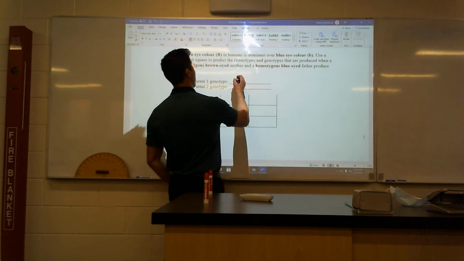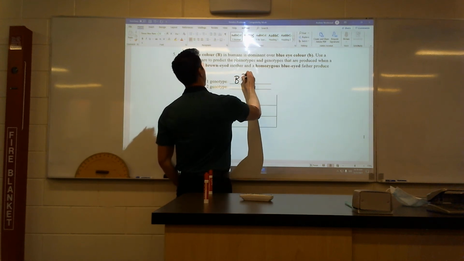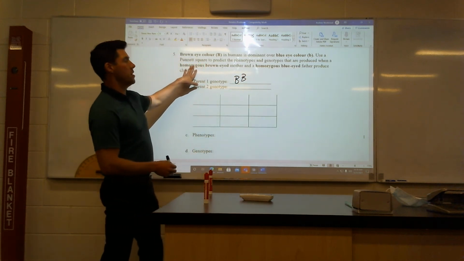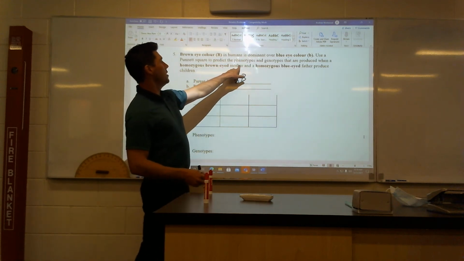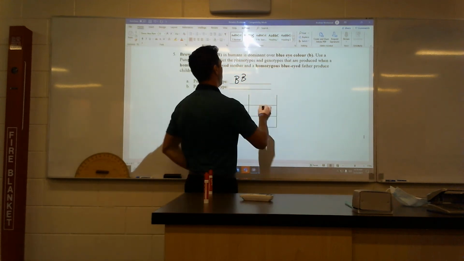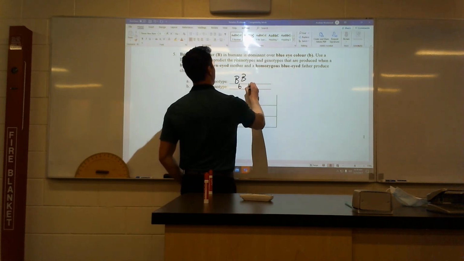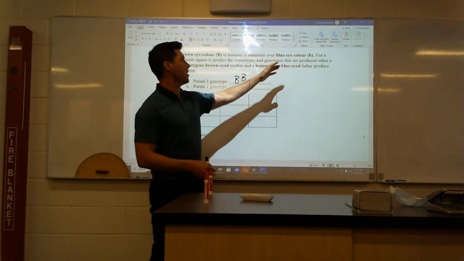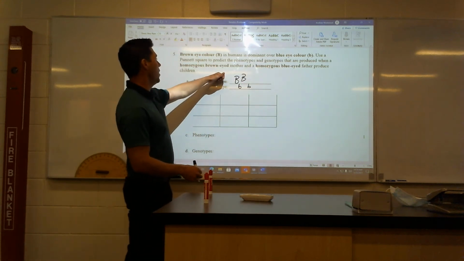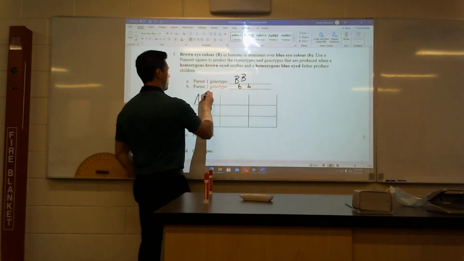So the first person is going to be big B, big B. Homozygous same, brown is dominant. And then the mother is a homozygous blue, so little b, little b, because homozygous means same, and blue eye means the recessive. Okay, so there's parent 1, parent 2. Again, don't need this part.